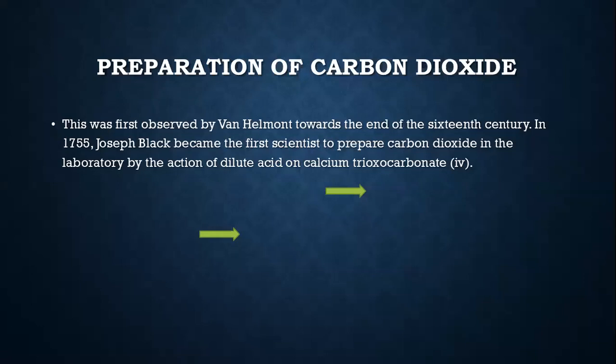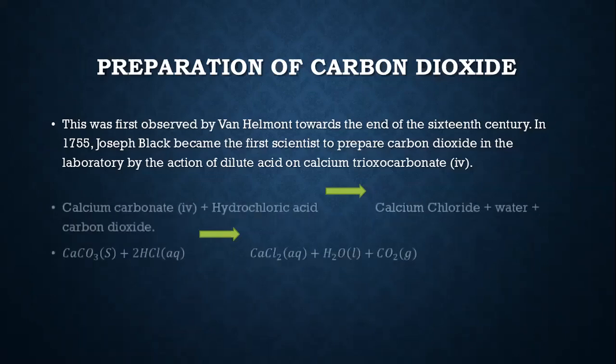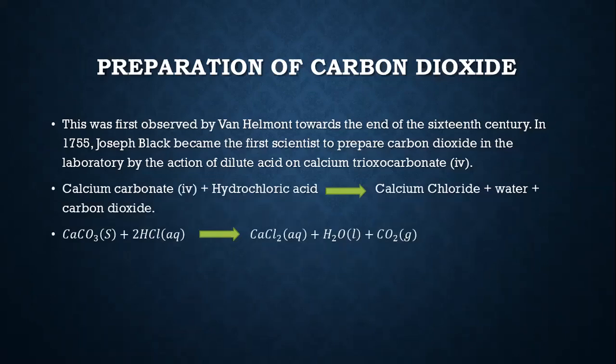One of the ways by which you can prepare carbon dioxide is simply reacting any dilute acid with calcium carbonate, which is called marble. So let's look at how that equation can be formed. Calcium carbonate, when reacted with acid like hydrochloric acid, is going to give us calcium chloride plus water and carbon 4 oxide.